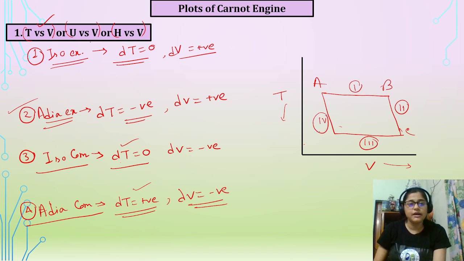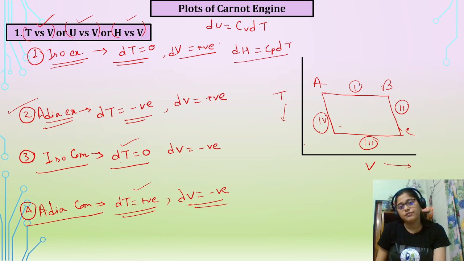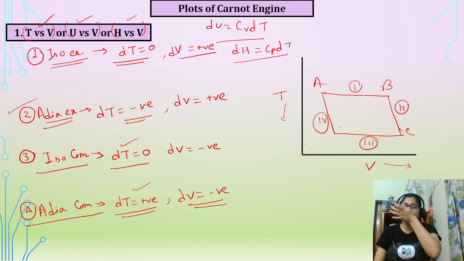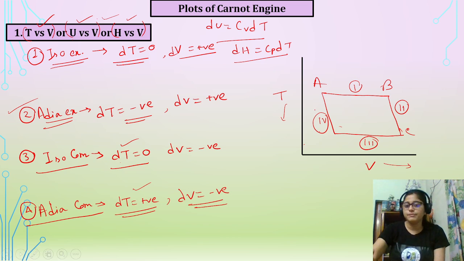And why we are saying that u versus v will be also same and h versus v will be also same? Because v is same here and u is actually proportional to dt, temperature change, right? Because du equal to Cv dt and dh equal to Cp dt. So if plots of u versus v or h versus v are asked, then also the same plot will be there. Answer.